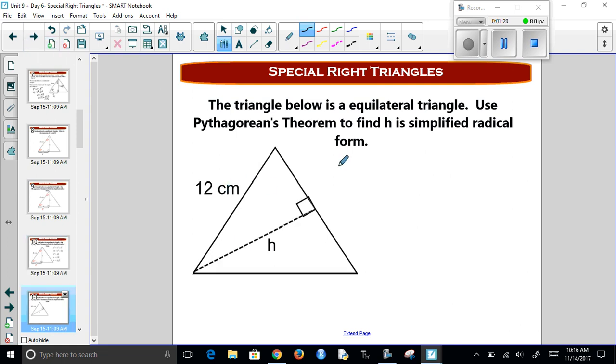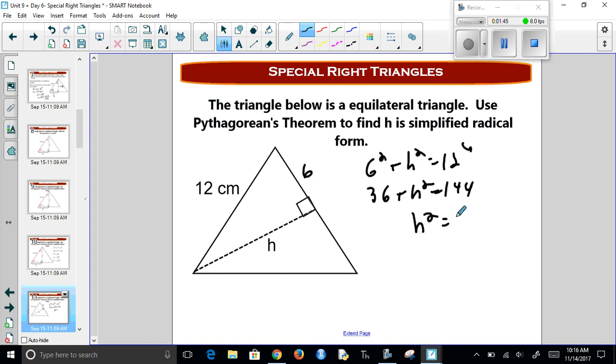If this is 12, we just want to find this h. We know this is 6. We can use the Pythagorean theorem. 6 squared plus h squared is equal to 12 squared. 36 plus h squared is equal to 144. If we subtract 36 on both sides, what's that? 108. And if I square root 108, that's going to be the square root of 36 times the square root of 3. And h is going to be 6 root 3. That's not h squared, that's h. So 6 root 3 is our value.